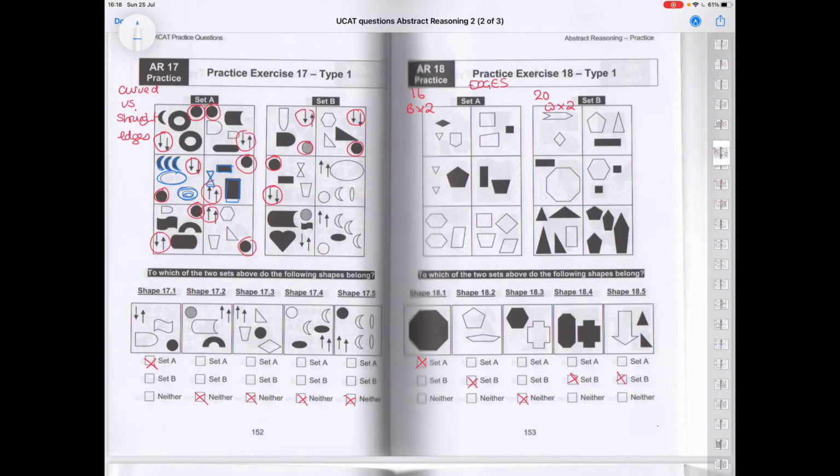In exercise 18, we have got counting edges as the difference here, where if you count the edges, they add up to 16, counting the black as double in set A, and 20 counting the white as double in set B.